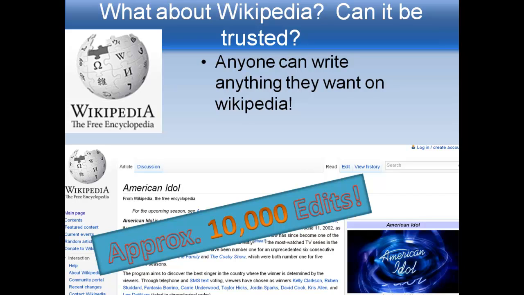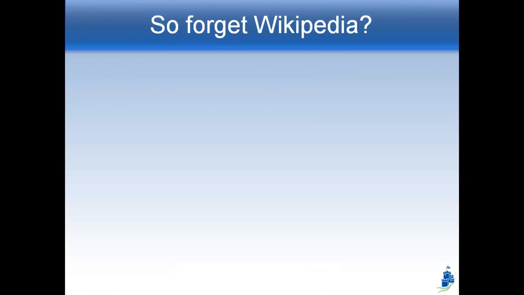And that means that every time you go to the page, it might be a little bit different. And so if it changes, then we can't be sure about what's on there. So does that mean we should forget Wikipedia altogether? It sounds like it, right? If we can't trust it, then forget it. And of course the answer to that is no, right?